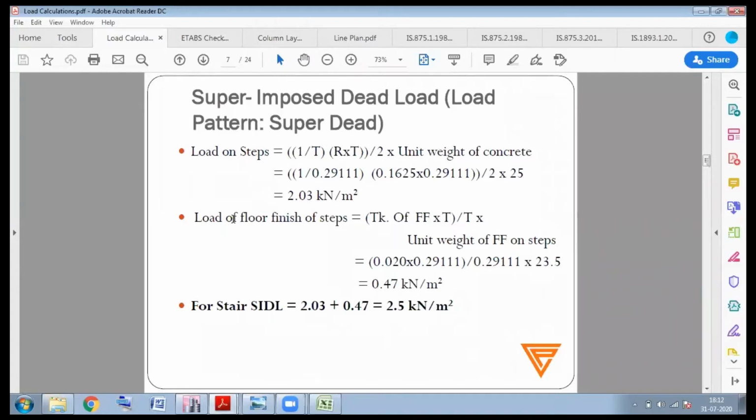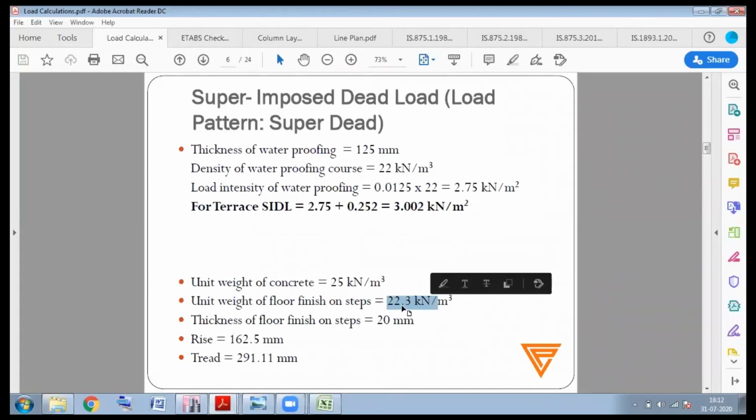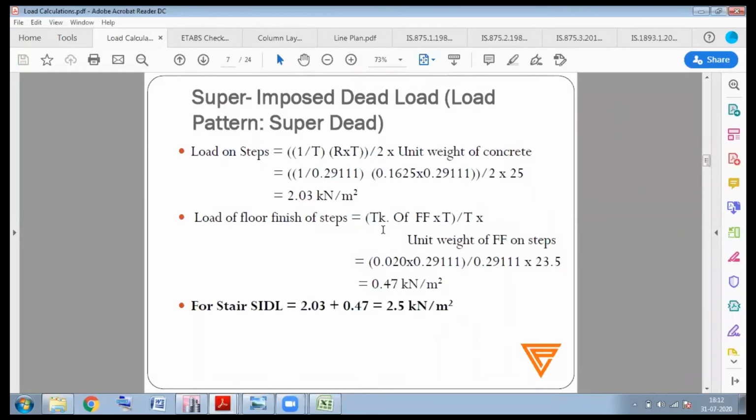The load on floor finish of step is equal to (thickness of floor finish into tread) whole divided by tread, into unit weight of floor finish. I already mentioned the unit weight of floor finish is 22.3, and the thickness of floor finish is 20 mm, so I converted it to meters here, 0.020, into the tread length divided by tread into unit weight of floor finish on step, which is equal to 0.47 kilonewton per meter square. The total dead load on staircase waist slab is equal to 2.03 plus 0.47, which is equal to 2.5 kilonewton per meter square.